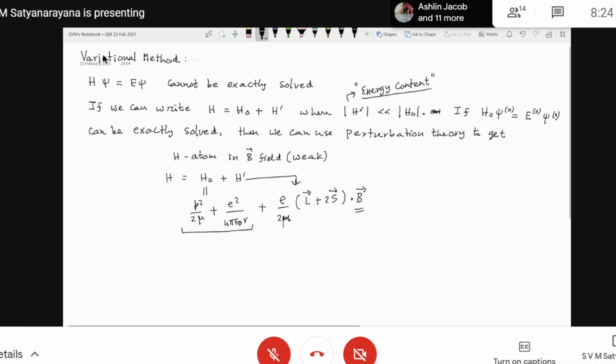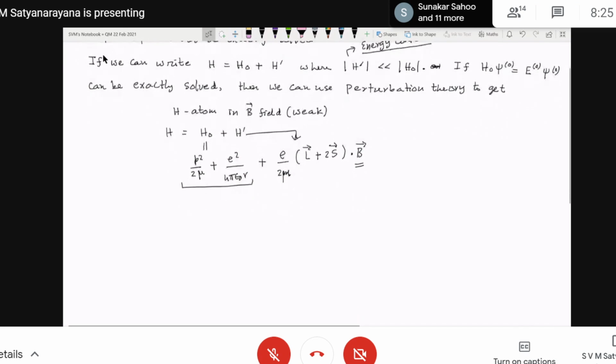Sir, that means the difference between the new energy level and the unperturbed energy level is much smaller. Yes, because only then the perturbation works. Perturbation will simply modify it, but the modification is not very large. So that is what this perturbation tells us. Energy content. Okay, sir. Thank you, sir.